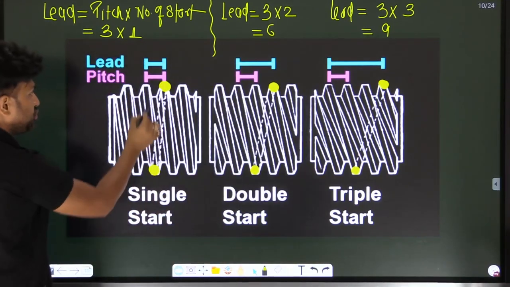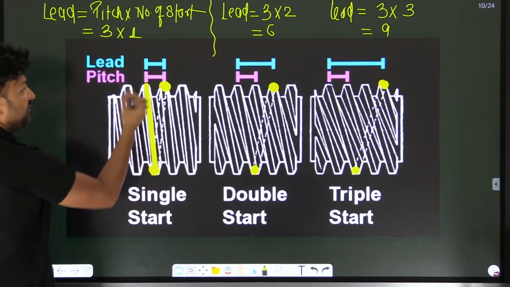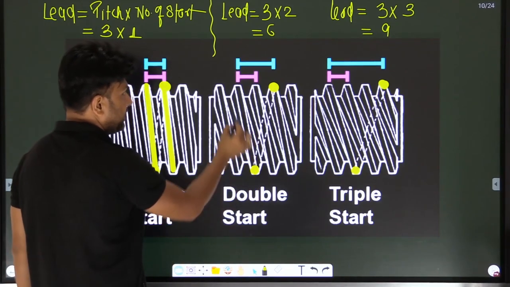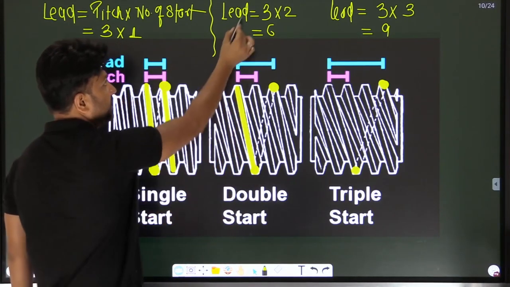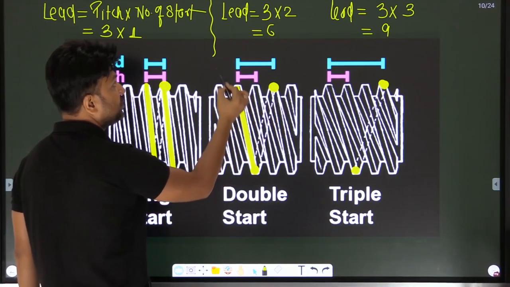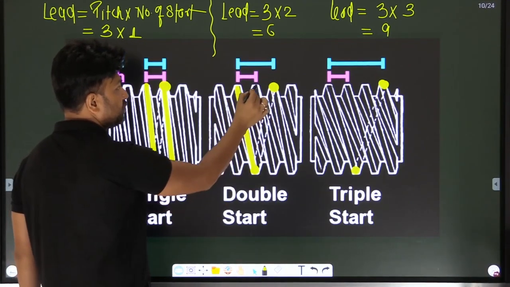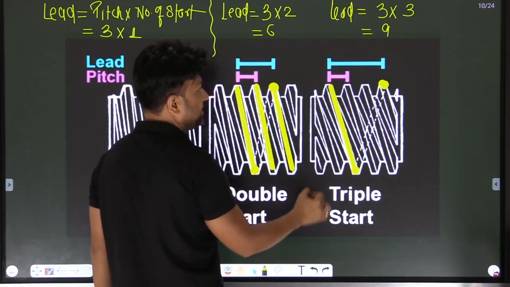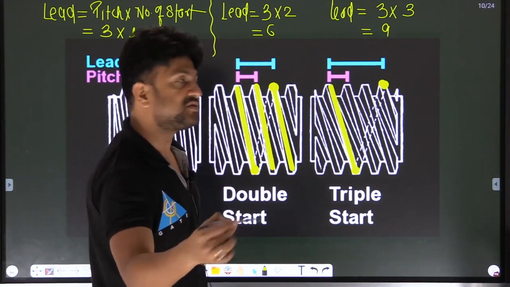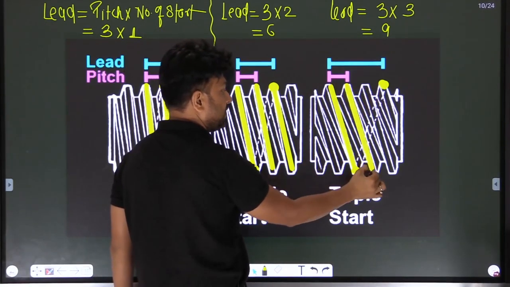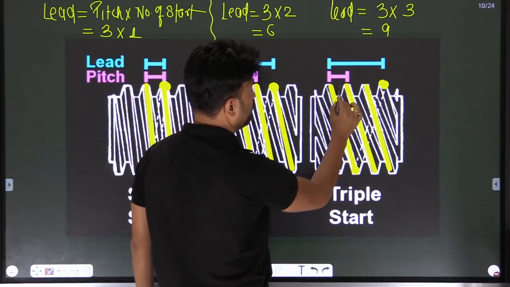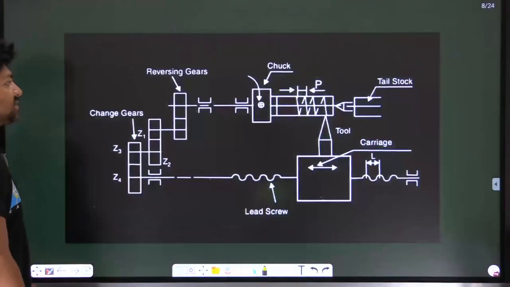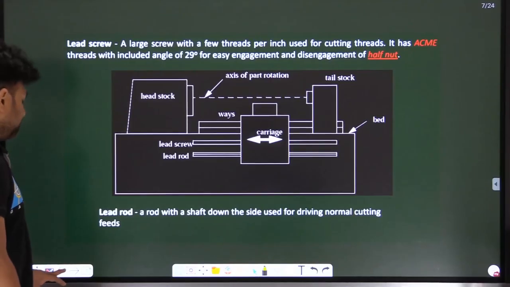Again, I'm showing you. Suppose your thread is here. After one rotation, you come to this point, so you are covering only one pitch. When the number of start is 2, you are covering 2 times the pitch. Suppose the number of start is 3, you are covering 3 times the pitch: 1, 2 and 3. Got it? This is the concept of number of start.